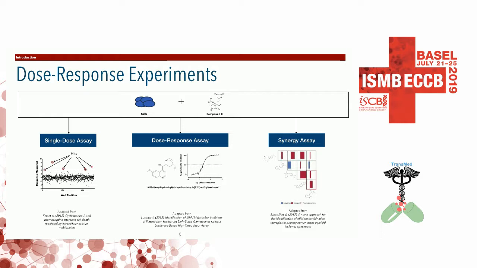We can test many compounds at a single dose, in which case we will try to identify the compounds that seem to generate the highest response. We can also test a gradient of concentrations, in which case we will study the global dose-response relationship. And finally, we can also study synergy by combining compounds and/or concentrations. For the moment, we are mainly interested in the analysis of gradient concentration assays.